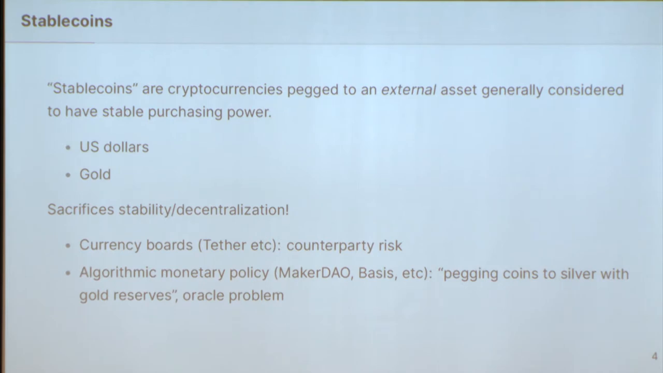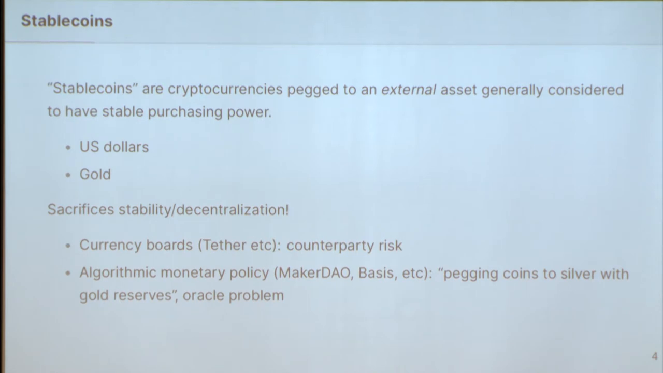And there are newer systems that try to do this with an algorithmic central bank. So we try to adjust the supply of the currency with a smart contract so that the value of each coin targets $1. Now, this has a problem I call trying to peg coins to silver with gold reserves. So you're trying to peg a currency to an asset you cannot own or own any derivatives of. And I think this is fundamentally impossible.